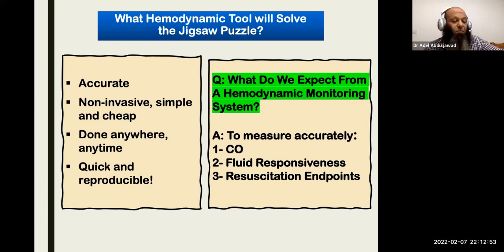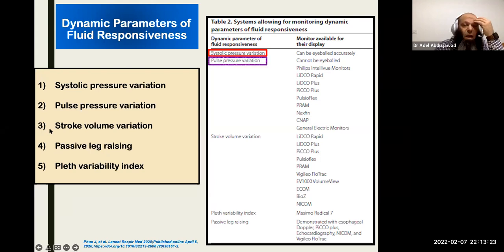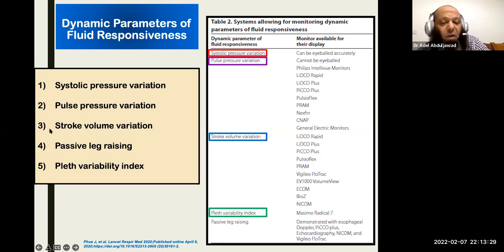Here is a summary about the dynamic parameters for fluid responsiveness. We have multiple monitoring systems available in the market, but the principle should be clear for all of our intensivists. Are you assessing systolic pressure variation, or pulse pressure variation, or stroke volume variation, or plethysmography variability index, or PVI, or using the PLR or passive leg raising?